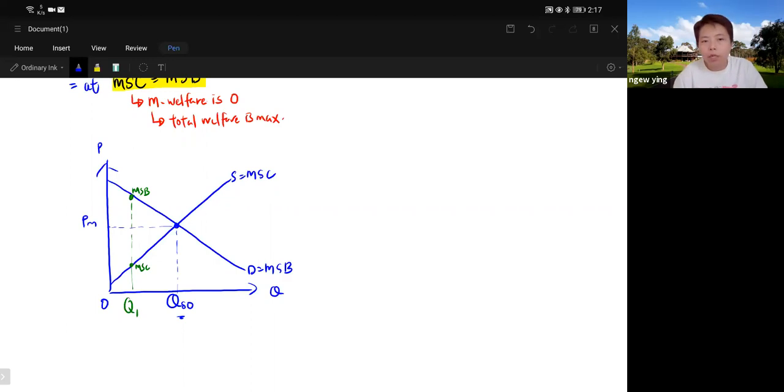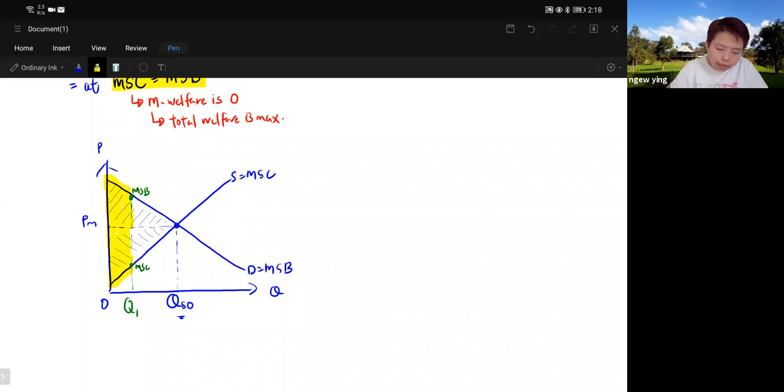Back in AS, we learned consumer and producer surplus. So when you are producing at QSO, the amount of consumer surplus that you are gaining is the whole triangle. This is the producer surplus, and on top is your consumer surplus. However, if you stop your production at Q1, the amount of consumer surplus and producer surplus that you gain, assuming the price is still at PM, is only the yellow shaded area.